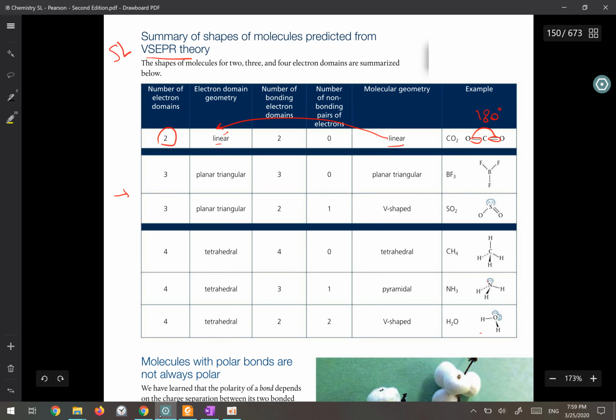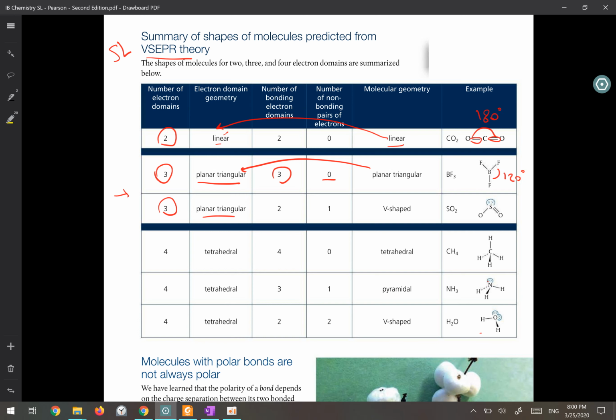In another situation, you may have three domains around the central atom. When you have three domains around the central atom, the electronic geometry is trigonal planar or planar triangular. But there are two situations. In one of them, all of these domains are bound, and you don't have any lone pair on the central atom. So in that case, molecular geometry is the same as electronic geometry. So molecular geometry is also trigonal planar or planar triangular, as you can see here in BF3. In this case, the angle is 120 degrees.